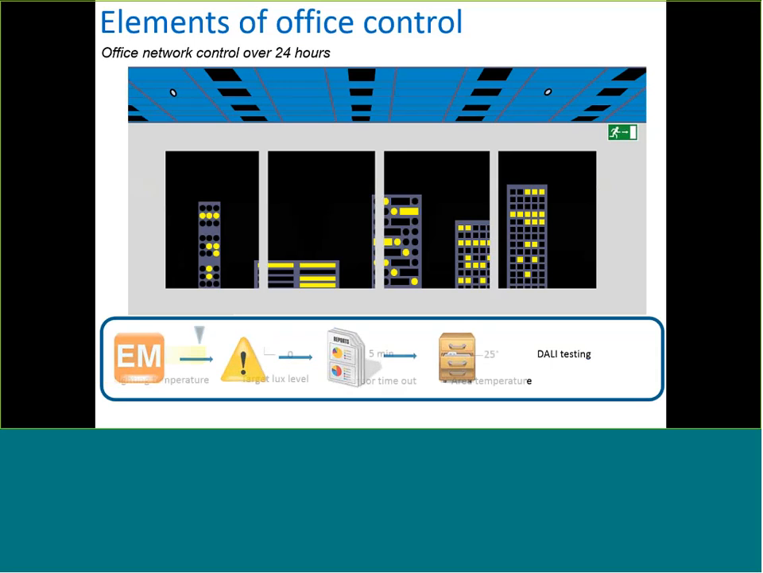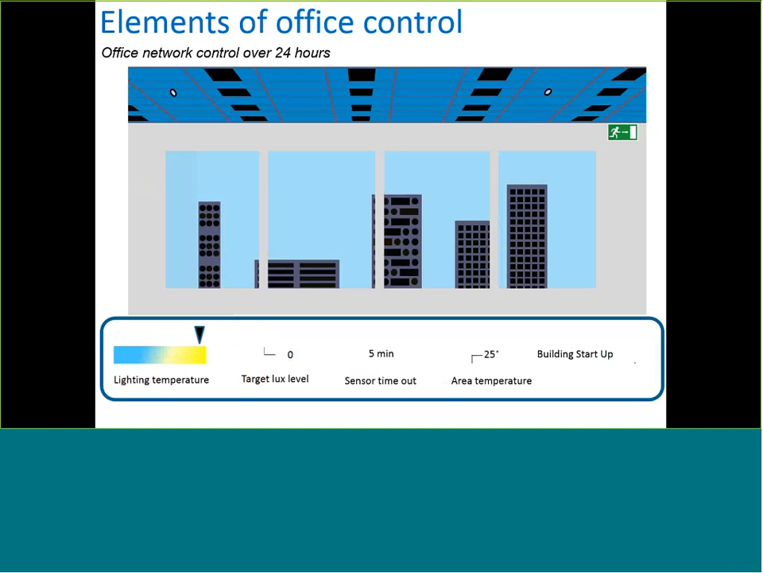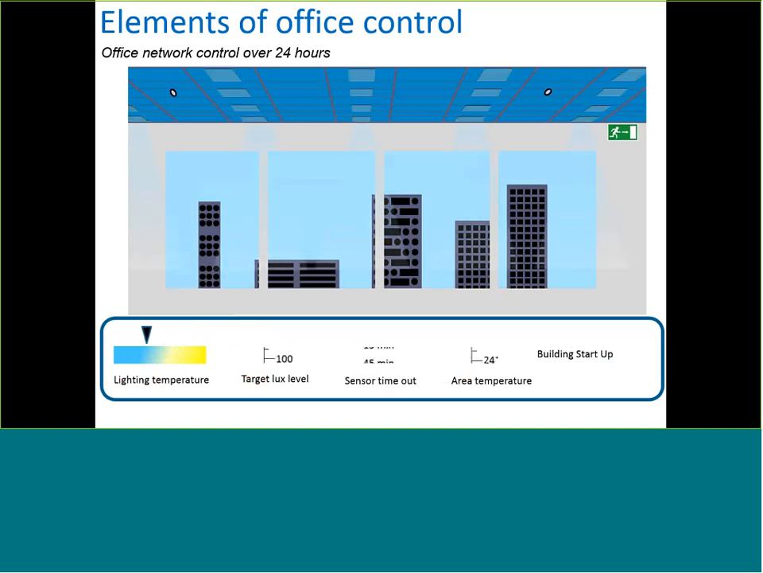Then, back into the morning, the system will automatically run through its status of building startup, and the different variables will come back into play: the target light temperature will be set cool, the target lux level will be adjusted, and the sensor timeout will be brought back to 45 minutes, so as not to be disruptive to the workplace. All of this is being done together in conjunction because the network lighting system is integrated to the various elements within the site.